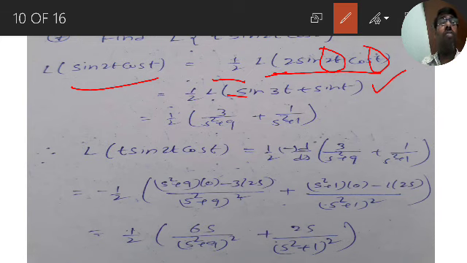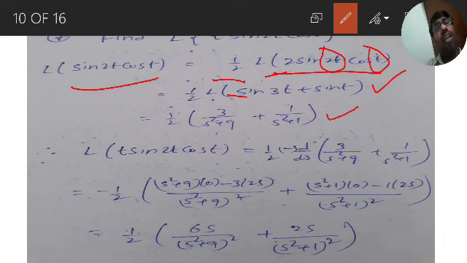So product transformation of product into sums, we got half into L of sin 3t plus sin t. Again the standard formula: what is L of sin at? It is a by s square plus a square. So L of sin 3t is 3 by s square plus 9, and L of sin t is 1 by s square plus 1. So this is f bar of s we got.